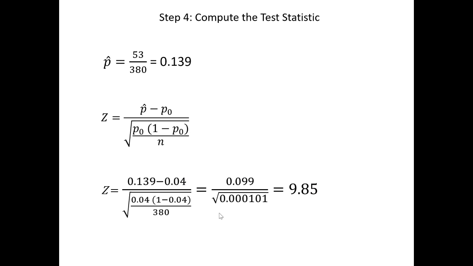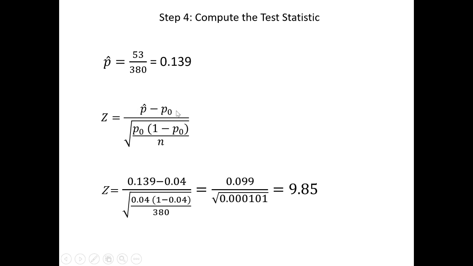Okay, now we're ready for the mathy part. So in step 4, we're going to calculate our test statistic. We'll use our sample data and plug it into the appropriate formula. Remember, p hat is our sample proportion. This tells us that 53 out of 380 people in the sample were successfully able to quit, which is about 0.139. So that's going to go here in this formula.